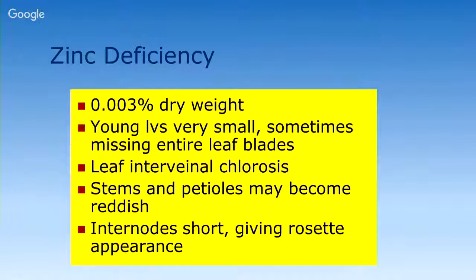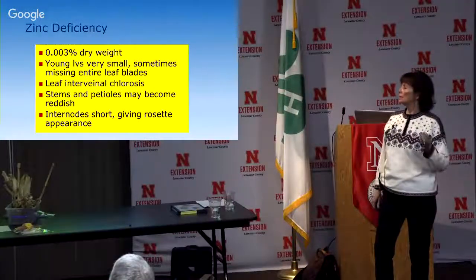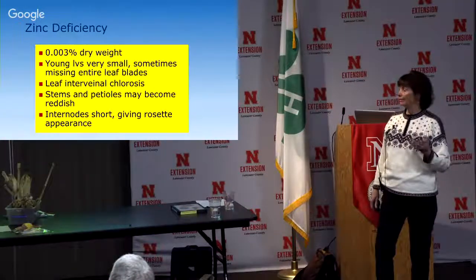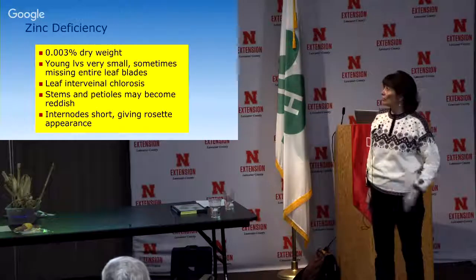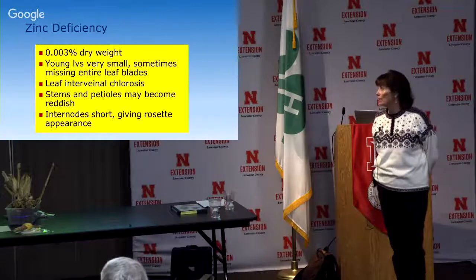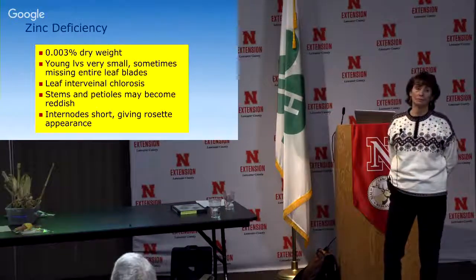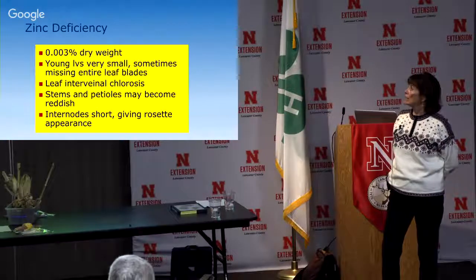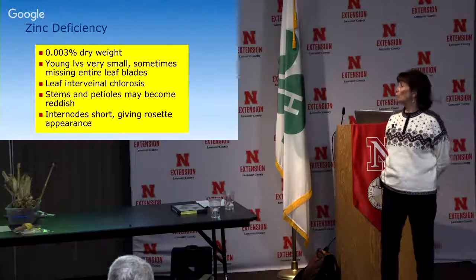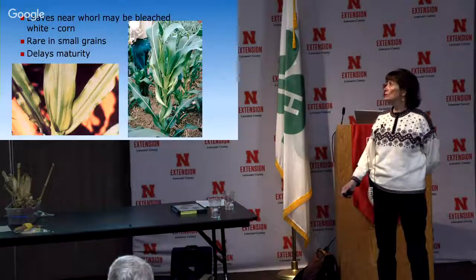Zinc. And zinc will be the last microelement I talk about, because iron, manganese, and zinc we're finding all work together. Okay, it's not a single element effect. And so, again, we have tissue tests. Leaves very small, sometimes missing entire blades. You get, again, interveinal chlorosis at the top. Stems and petioles may become reddish. Internodes short, giving a rosette appearance.